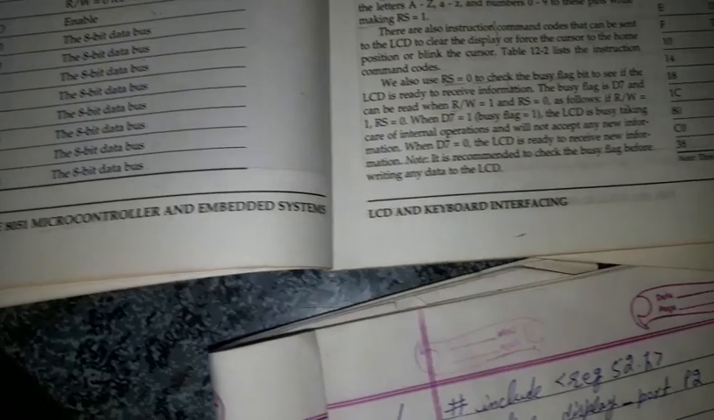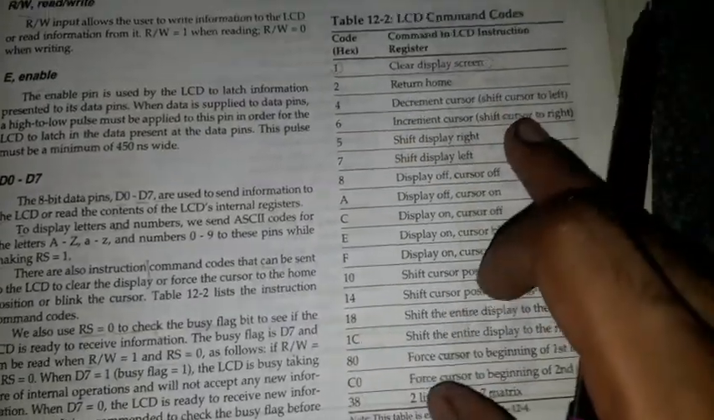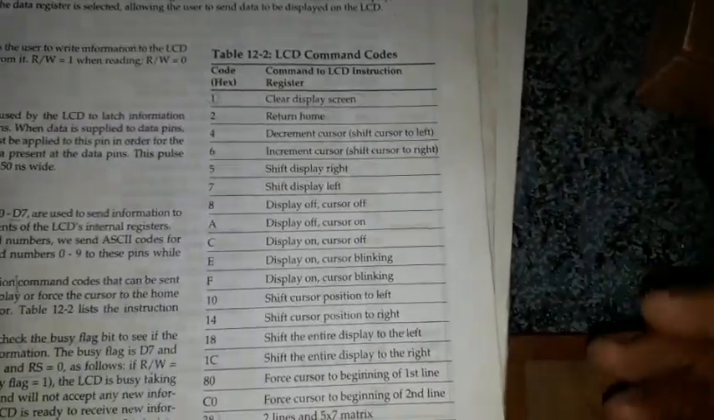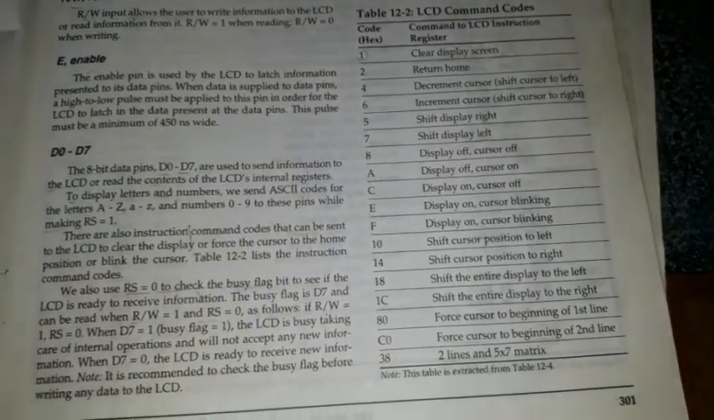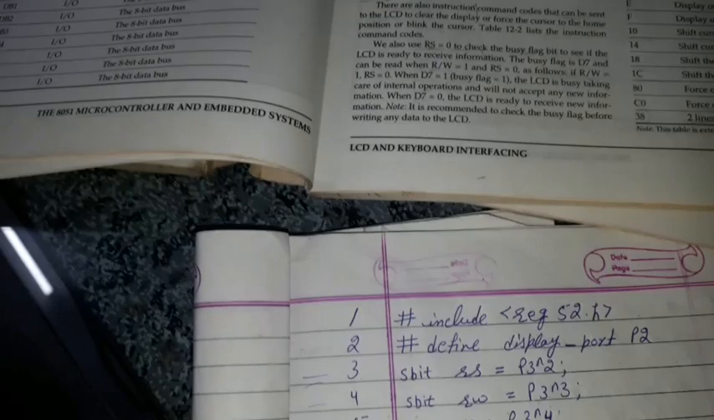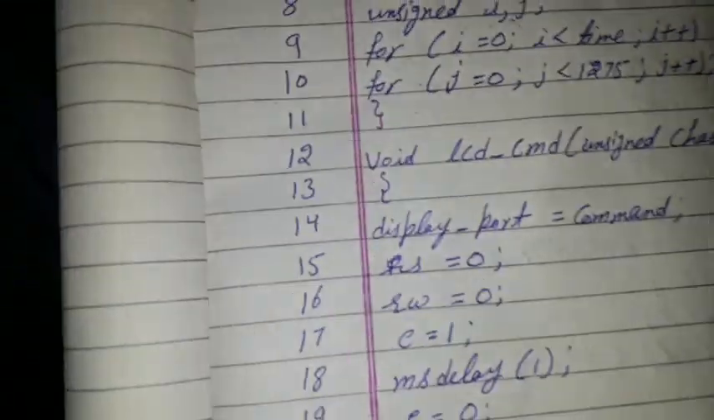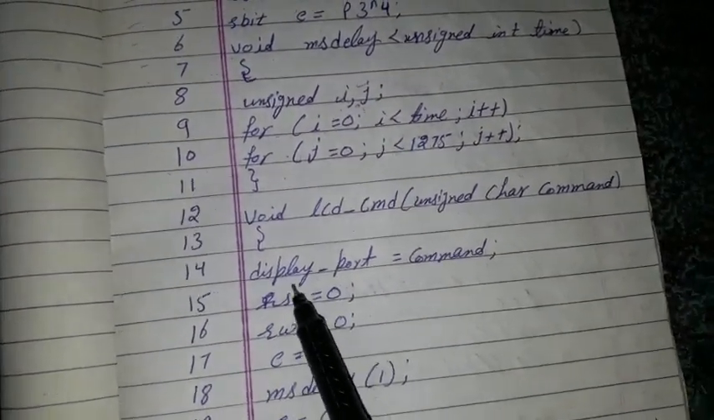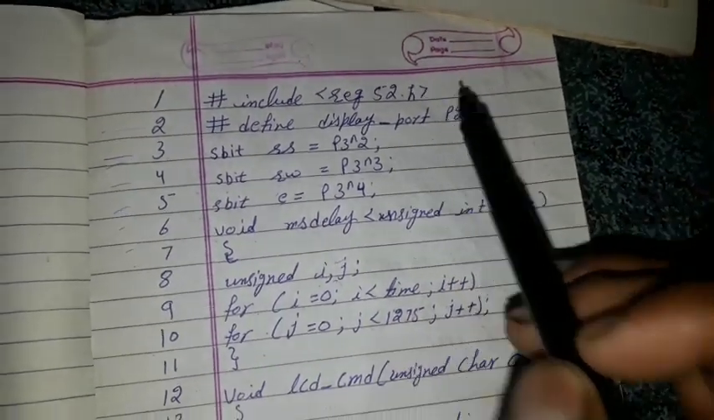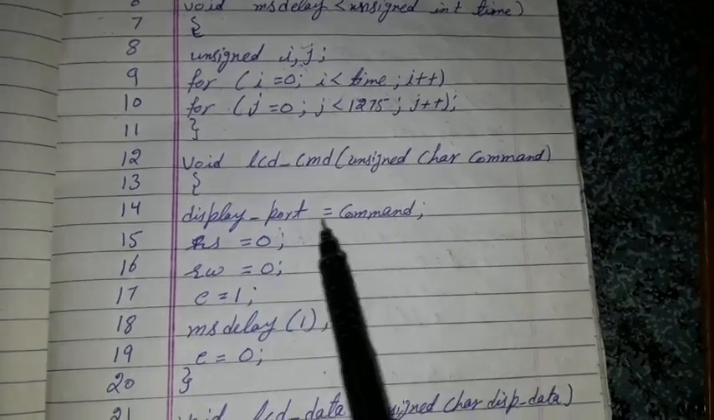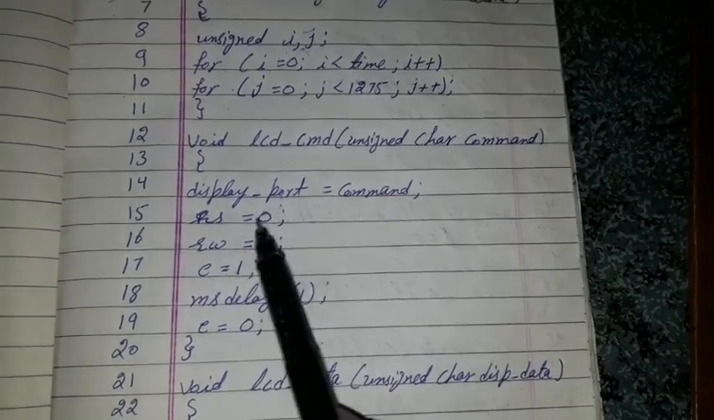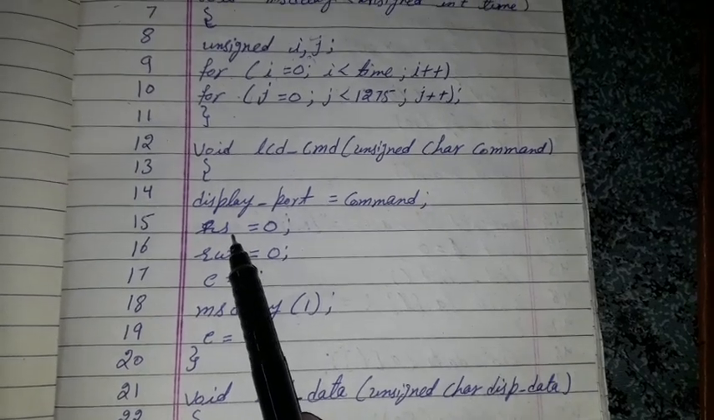So for sending the command, we use these LCD command codes, as you can see from here. In this program, we send the command on the display port, which is port number 2, the data pins. For sending the commands, we have rules: the register select pin.